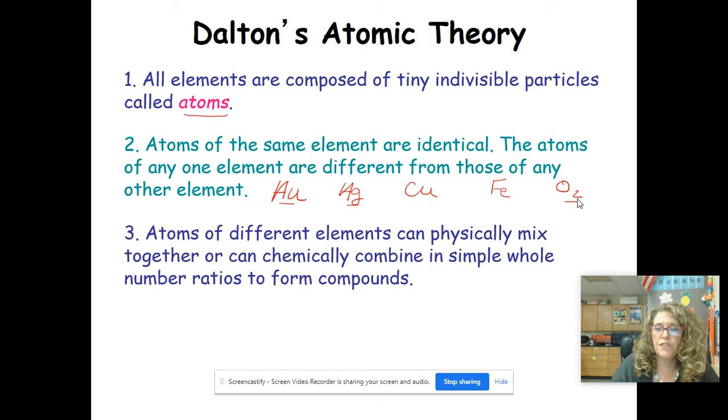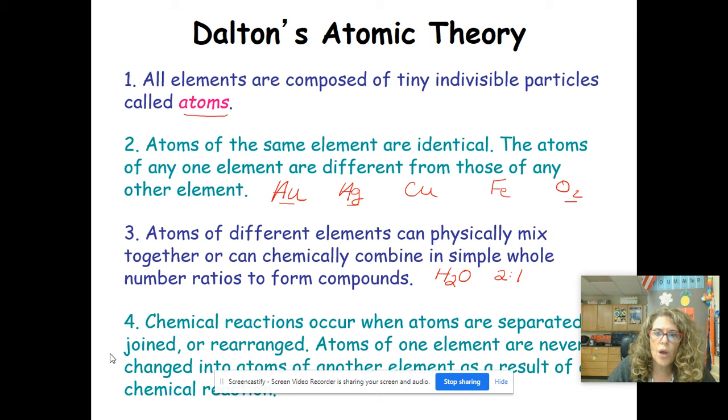Atoms of different elements can physically mix together, or they can chemically combine in a simple whole number ratio to form compounds. So I can physically mix gold and copper or anything, right? We can take a mixture of metals. A mixture of metals is called an alloy. But what we really want to get in here is that they combine chemically in simple whole number ratios. So let's take a compound we all know, water. Water combines in a whole number ratio. I have 2 hydrogens to 1 oxygen. It's a whole number ratio.